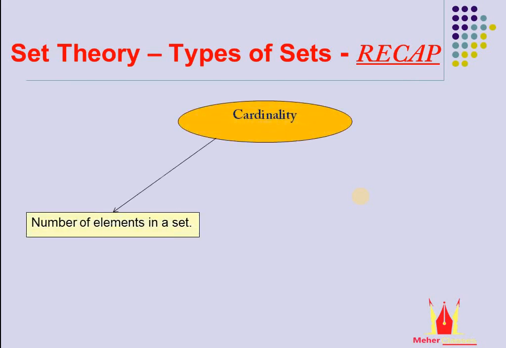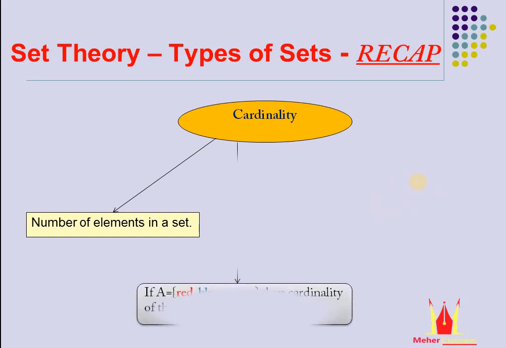The first one is cardinality. There are a lot many people who are confused with the term called cardinality. Cardinality is basically a very simple term. It means that the number of elements in a set is known as cardinality. So the count of elements in a set is the cardinality.